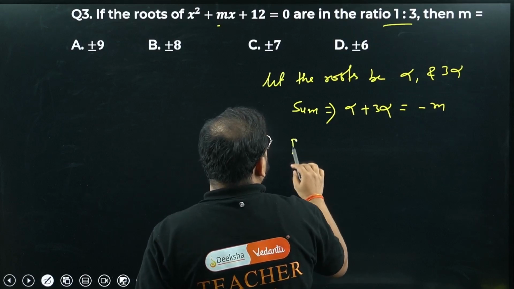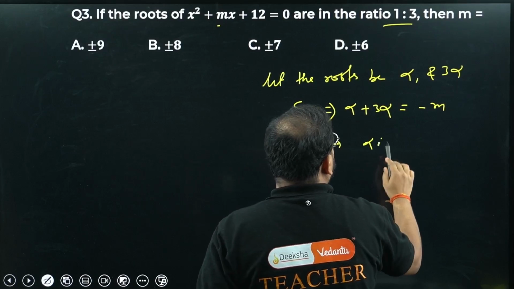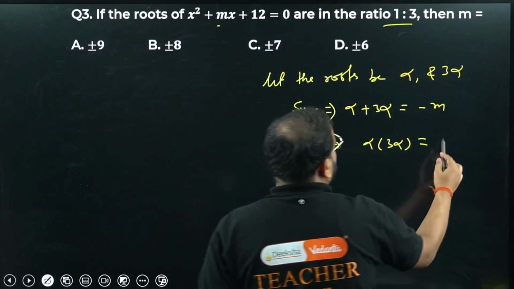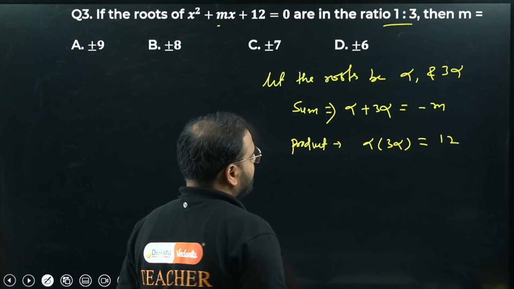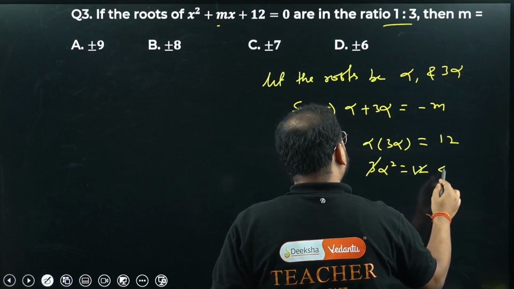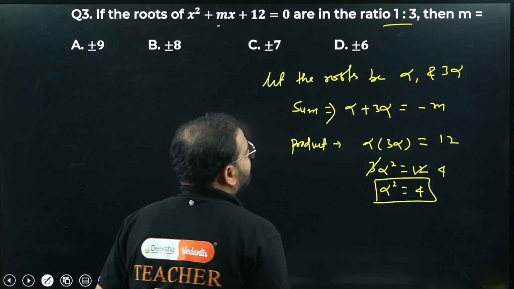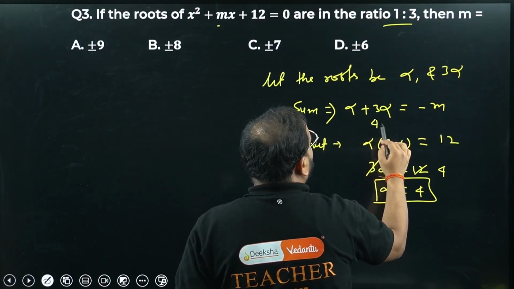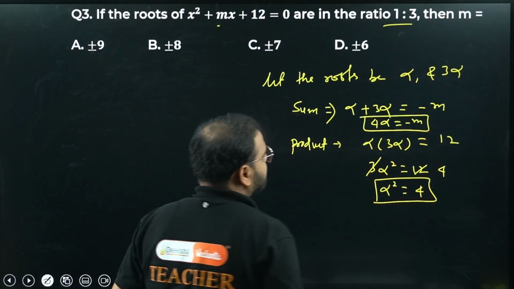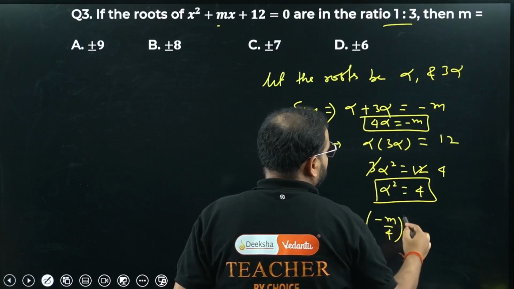What about the product? Product is what? Alpha times 3 alpha equals what? Simply 12. Now have a look. 3 alpha square equals 12, sir. Alpha square equals 4, sir. What is the alpha value from here? Please check. 4 alpha equals minus m. Alpha value is minus m by 4. Whole square equals 4.